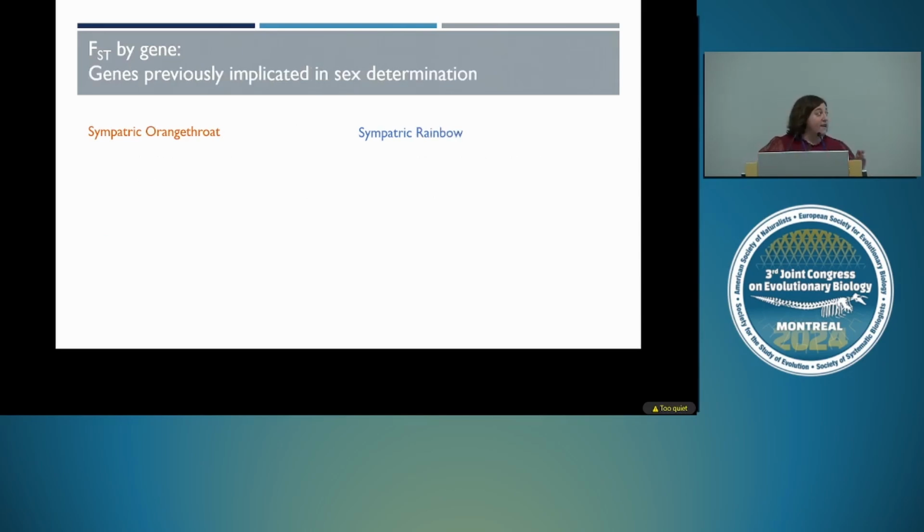Looking at the actual list of genes and comparing that to what we know about sex determination in fish, we found that within the set of FST outlier genes for the orange throat, the anti-Müllerian hormone on chromosome 9, TGF-BR3, which is in that same family of proteins, and that ZBTB7A that I mentioned before. And all of these are found on chromosome 9 in orange throat, and that's going to come back in a minute.